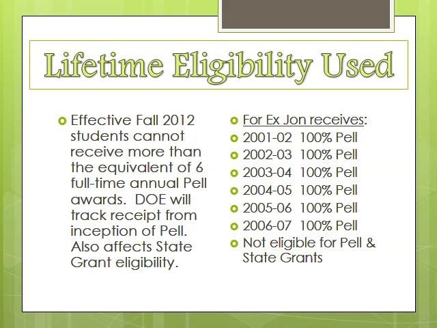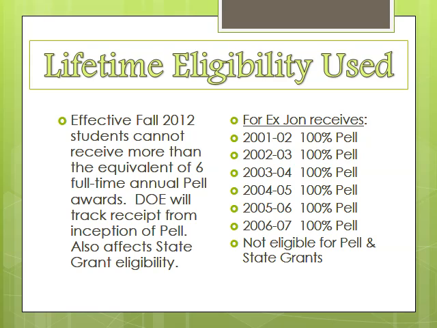Let's look at an example of the lifetime eligibility used. Effective fall 2012, students cannot receive more than the equivalent of 6 full-time annual Pell Awards. The Department of Education will track receipt from the inception of Pell. Also, this affects the state grant eligibility.